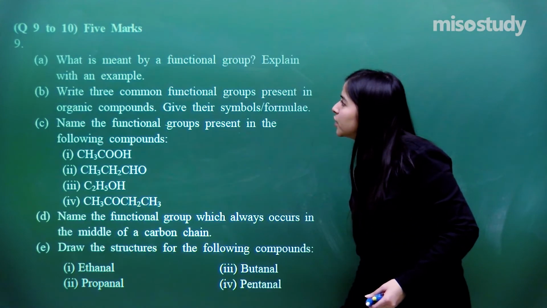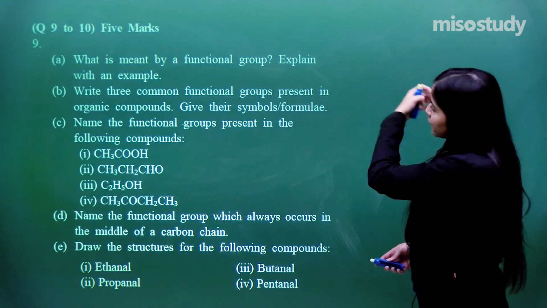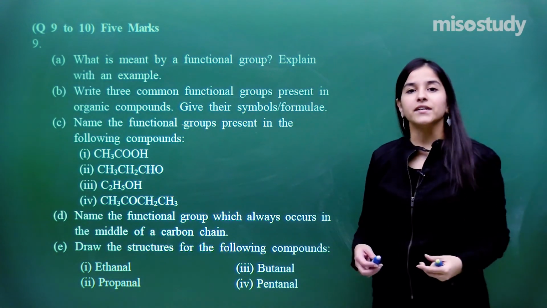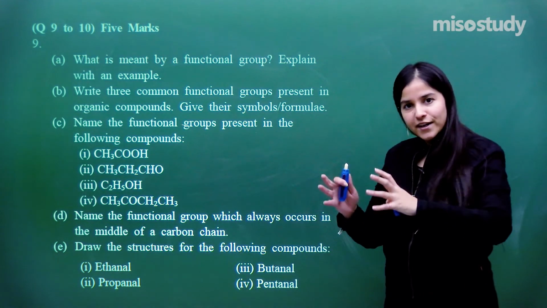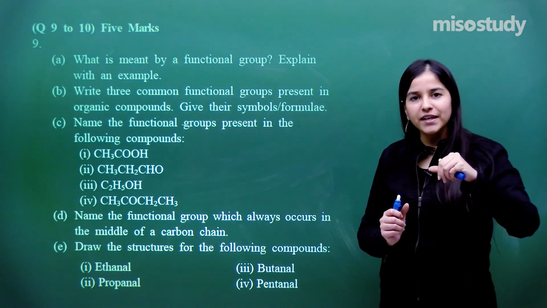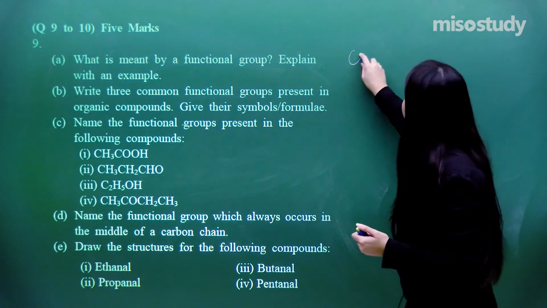Now, question number 9, a 5-mark question. What is meant by a functional group? Explain with the help of an example. So, the functional group is a kind of a group which when attached with a pure hydrocarbon chain, it will change the entire chemical nature of it. Fine. Explain with the help of example.